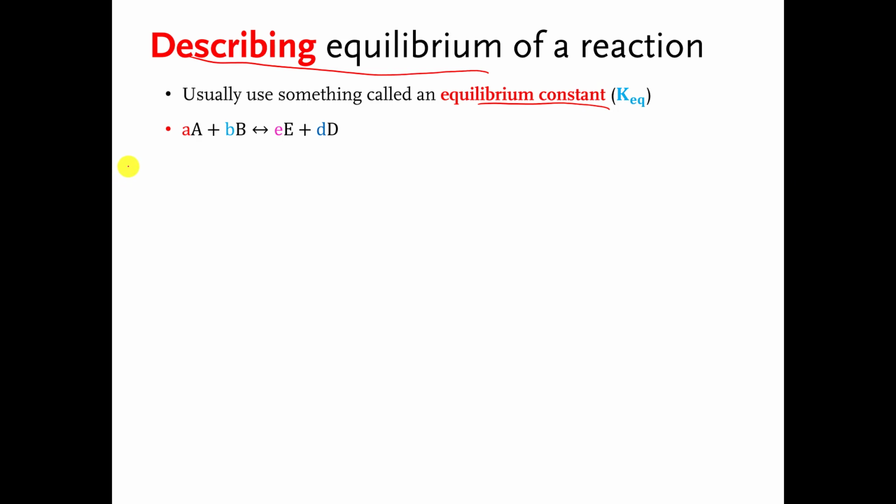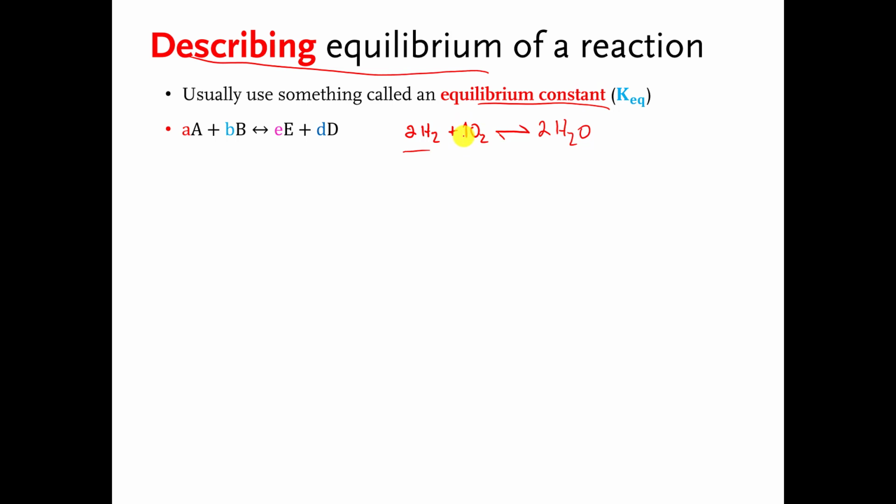So imagine that you have some chemical reaction, and this is a little bit more complicated than what I've shown you before. These little letters, the little a, little b, little e, and little d, those are the numbers that would balance this pretend chemical reaction. And the capital letters, the A, B, E, and D, those are the actual reactants and products in the chemical reaction.